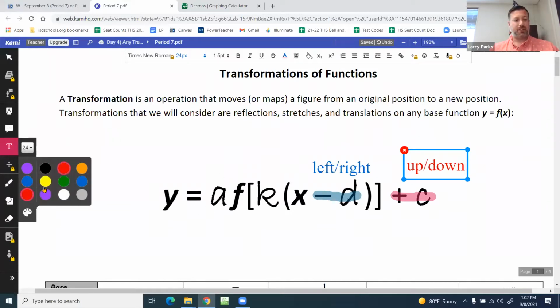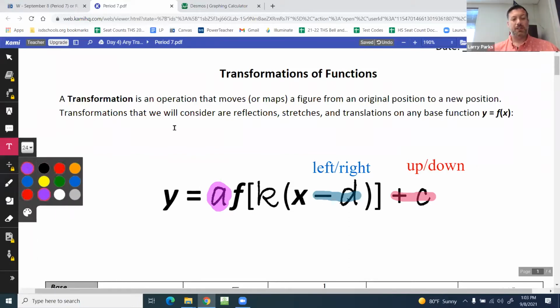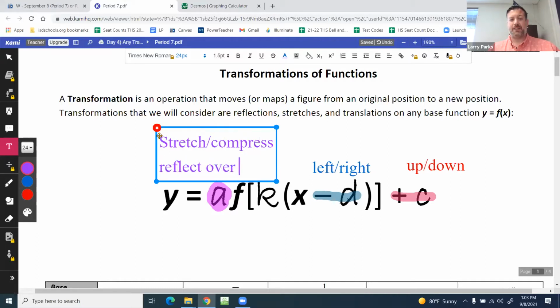What does the A value do? Oops, I want to leave that red. Let's see, A value right here. That takes something and it either stretches it or compresses it. And it could also reflect over the x-axis. So it could do all kinds of things. So the A value could stretch, compress, or even reflect over the x-axis.